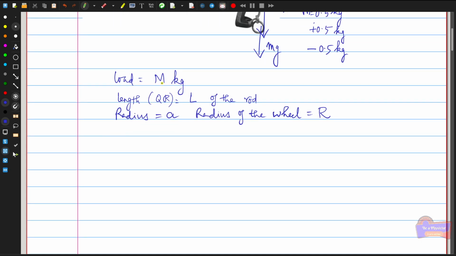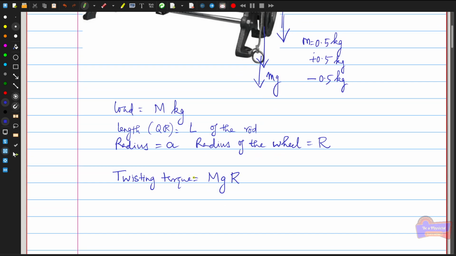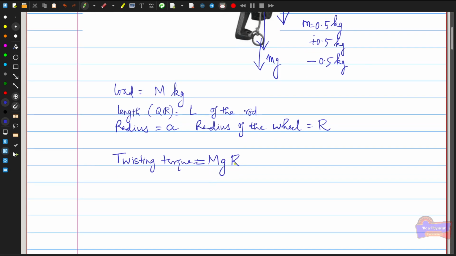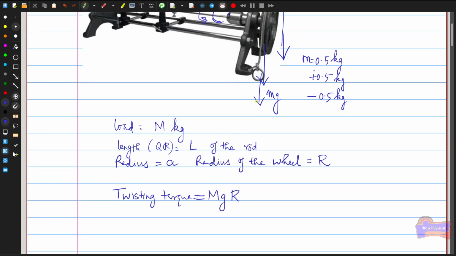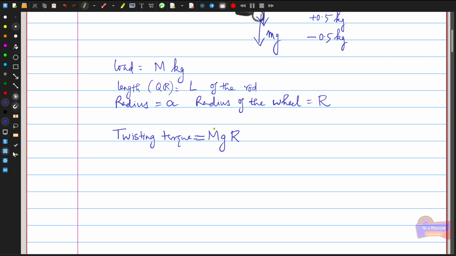So the load of m kg is suspended on the free end of the wire, and the twisting torque can be written as m into g into the radius of the wheel. So the twisting torque is equal to mgR. That is the force given in this direction. We have already seen that the force F into R is the twisting torque.